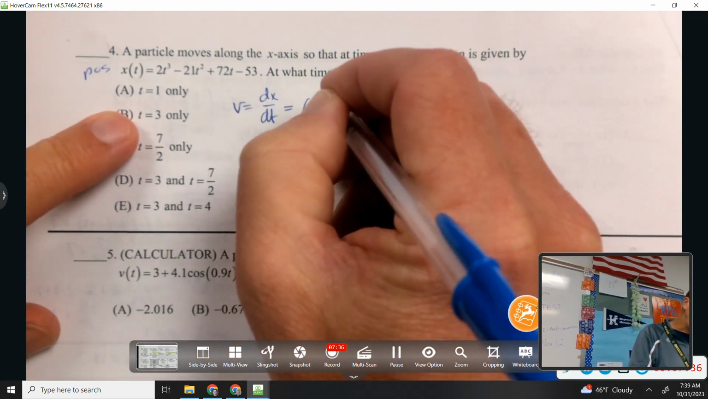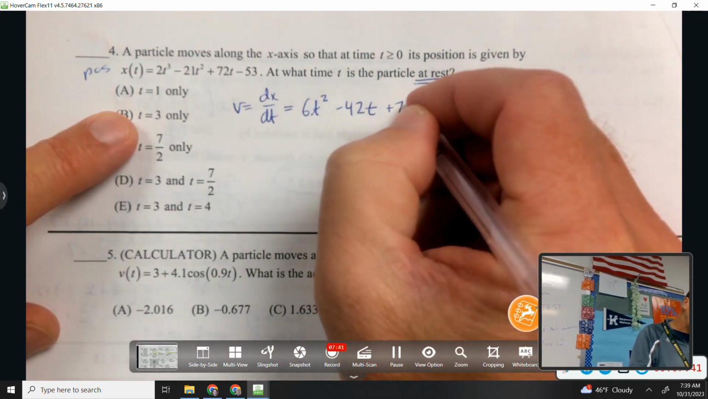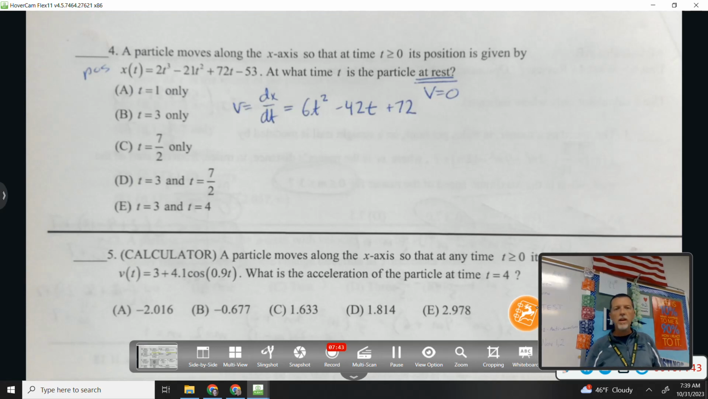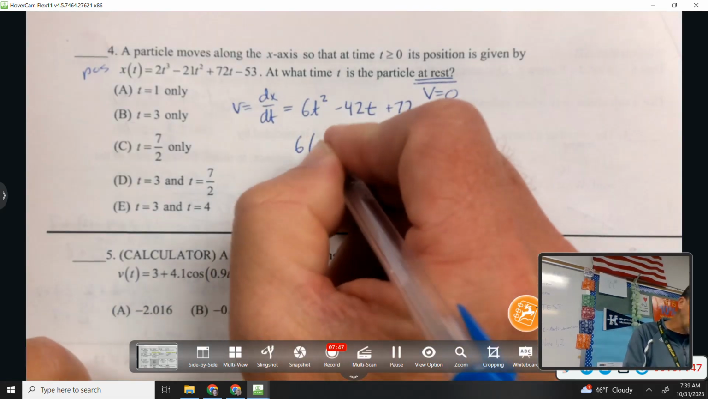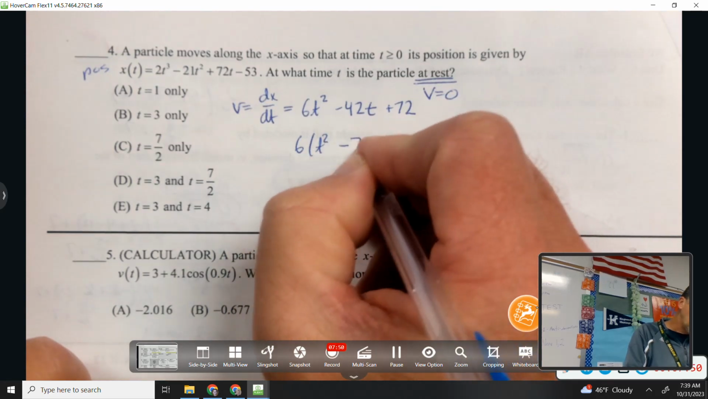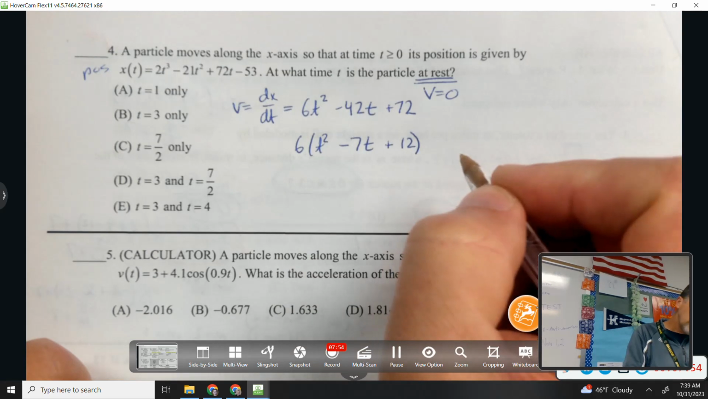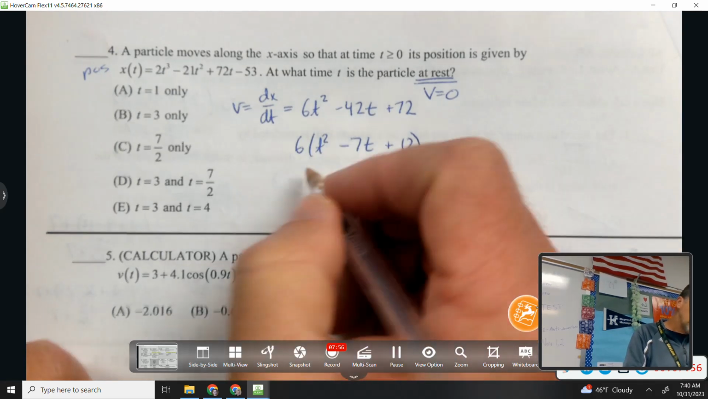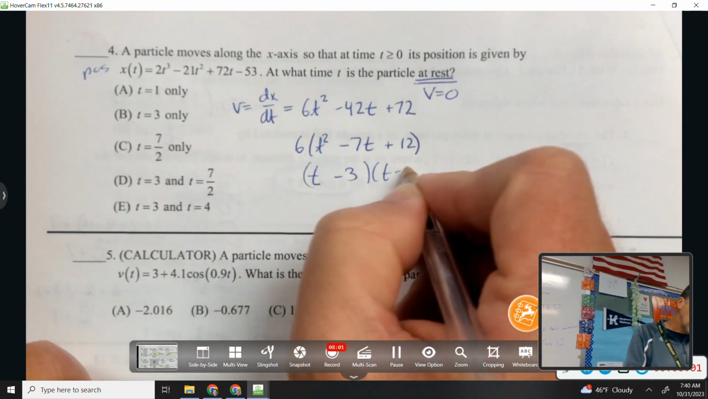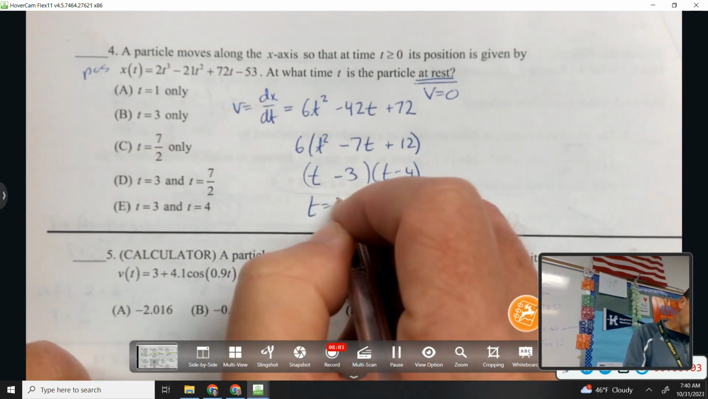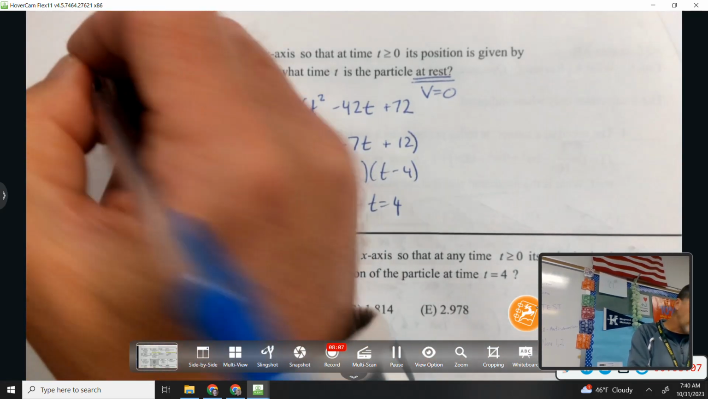So 6t squared minus 42t plus 72. That was nice of them to make it so that the 6 will factor out. t squared minus 7t plus 12. So (t minus 3)(t minus 4). So at t equals 3 and t equals 4. Easy one.